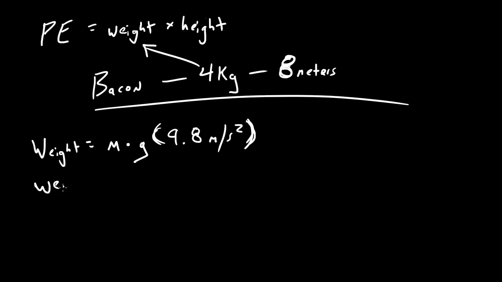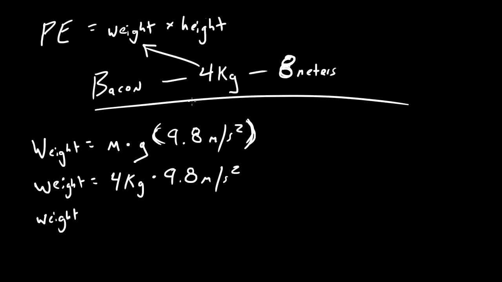So the weight of this bacon on Earth: 4, because that's how much mass it has, 4 kilograms, and a gravity, which is always 9.8 meters per second squared on Earth. Therefore, when we multiply these two together, the weight of a 4 kilogram piece of bacon is 39.2 newtons. Now, remember, 1 newton equals 1 kilogram times meter per second squared.